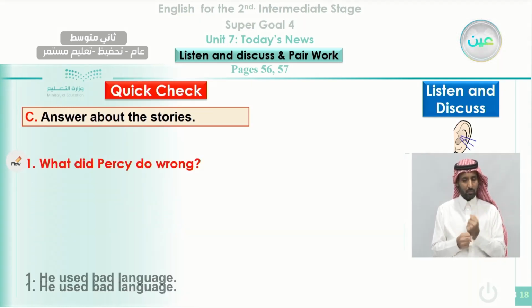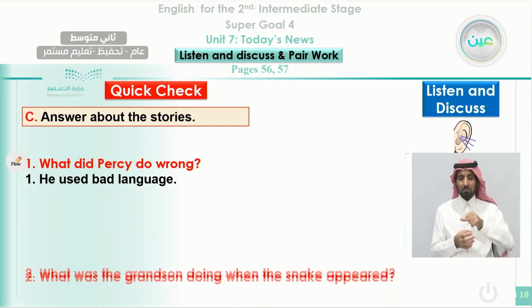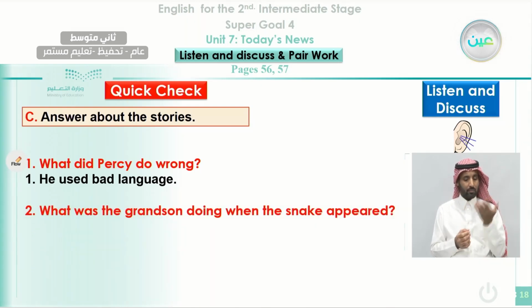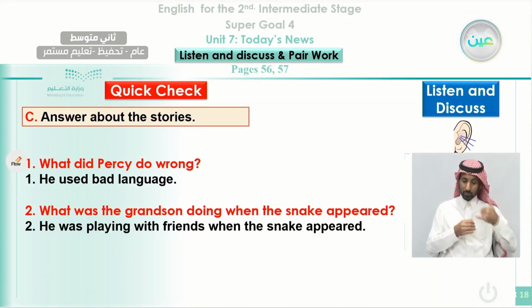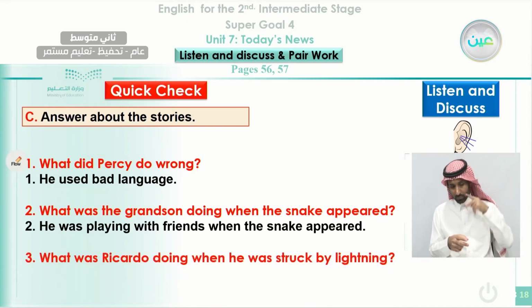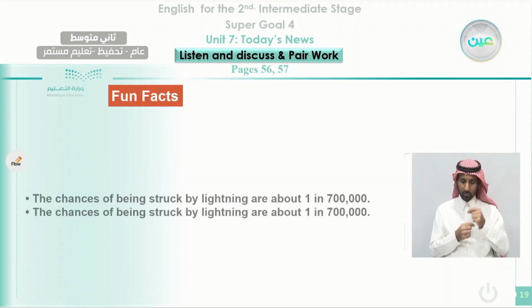Okay, now some comprehension questions. What did Percy do wrong? He used bad language. Who is Percy? Percy is the parrot who said bad words. Number 2, what was the grandson doing when the snake appeared? He was playing near the river. He was playing with friends when the snake appeared. Number 3, what was Ricardo doing when he was struck by lightning? Okay, he was listening to the football game on his smartphone.